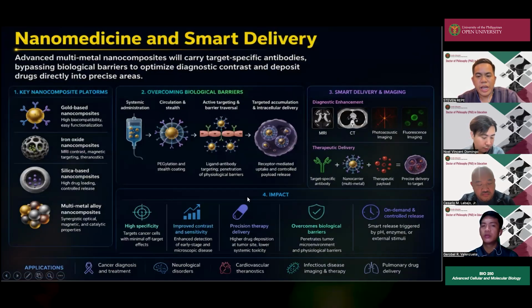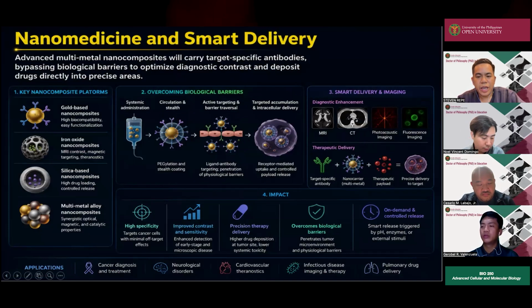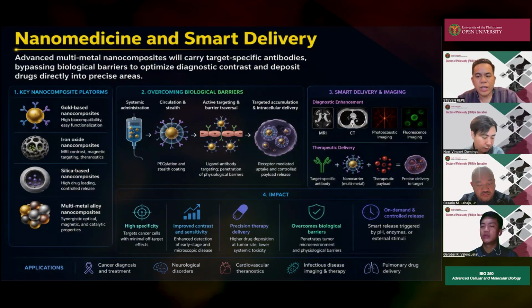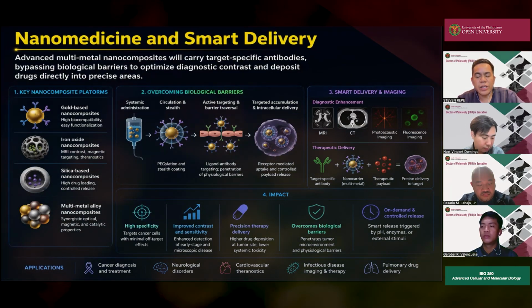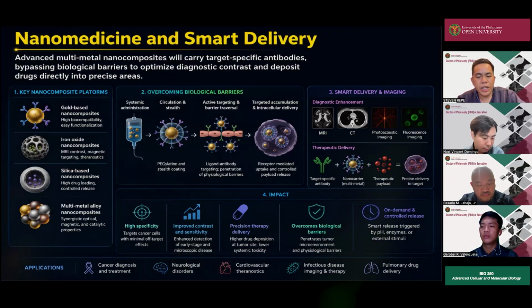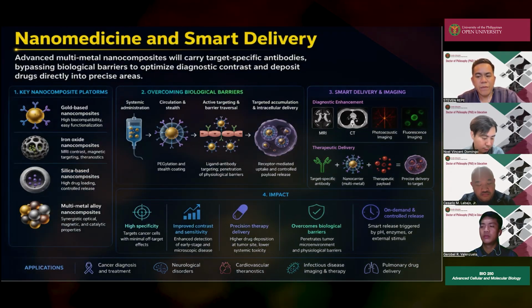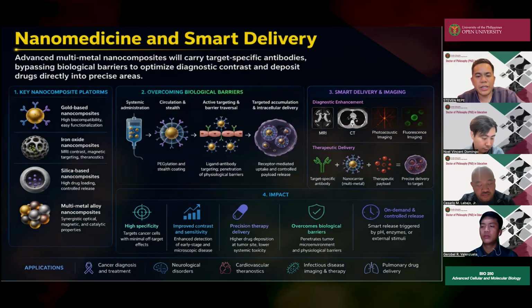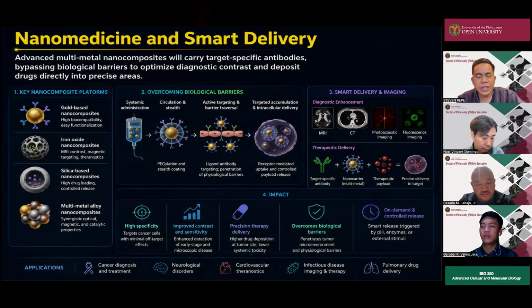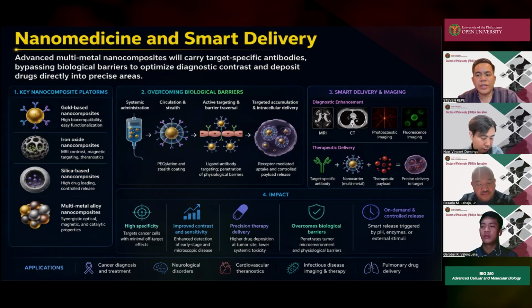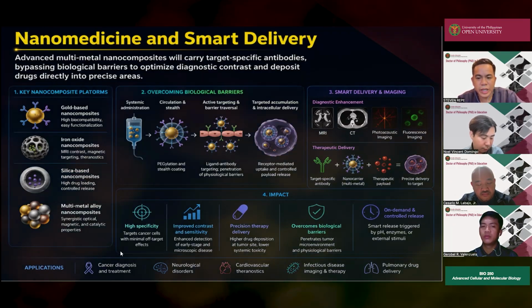We also have the nanomedicine and smart delivery. It uses very small particles to deliver drugs or antibodies directly to cancer cells. The goal is to improve treatment accuracy and reduce the side effects, and of course, help drugs reach the areas that are difficult to access. This is another example of how molecular science supports precision medicine.